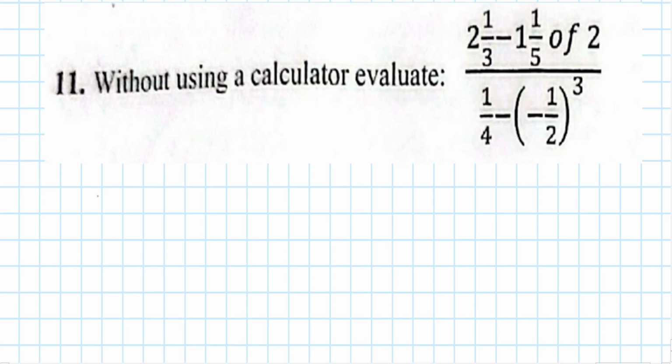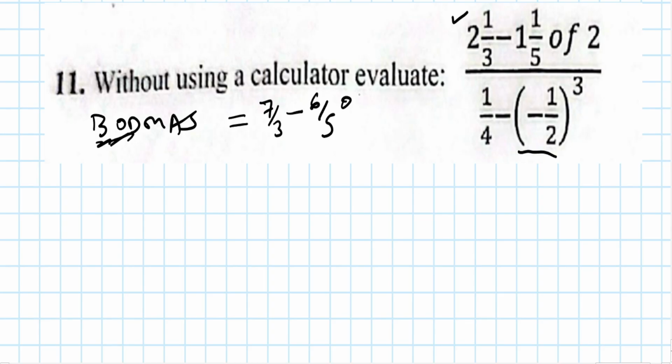So we can use BODMAS again. If you use BODMAS, we'll start with the of one. There's no bracket. There is a bracket, by the way. Let's start with the bracket. So 1/3 plus, let's rewrite this. It's going to be written like this: 7/3 minus 6/5 of 2, and then obviously a quarter minus negative a half cubed.